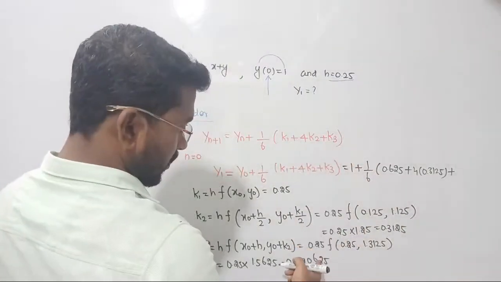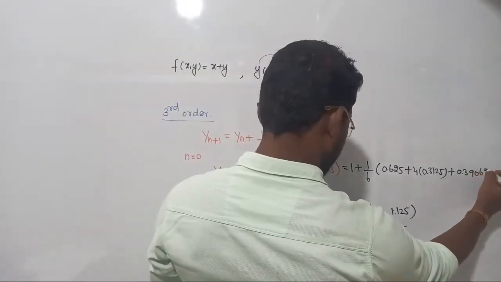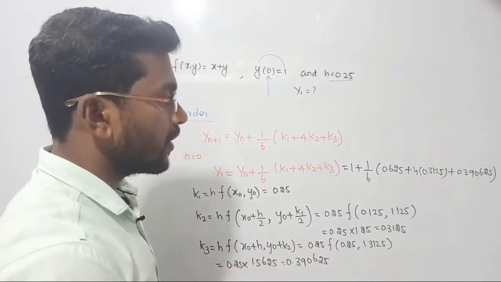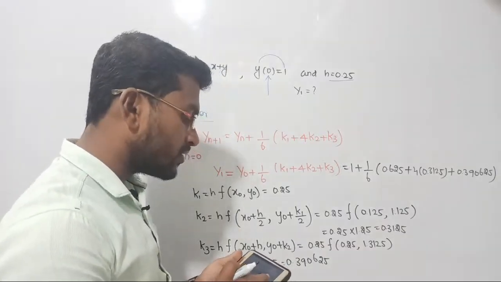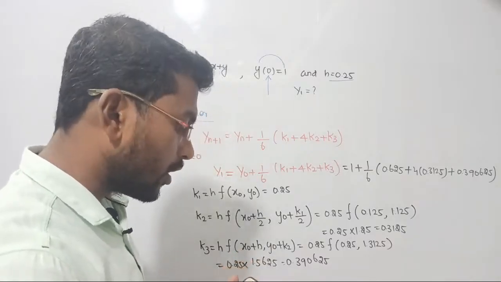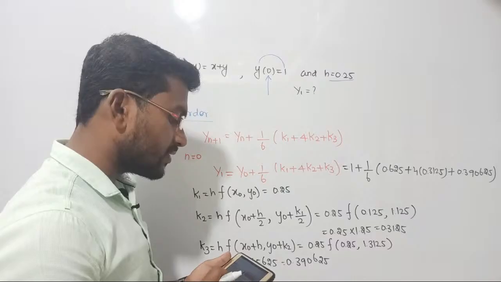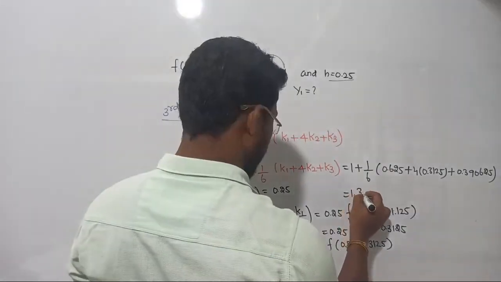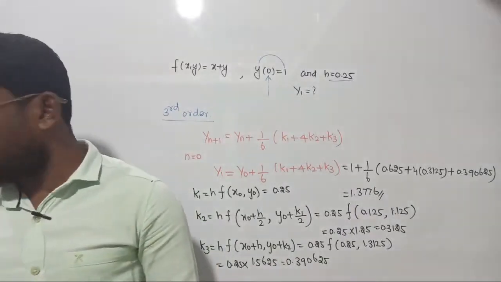Let me write one more term. K3. K3 is how much? K3 is 0.390625. Now that is perfect. Let us add all those things, right? Plus we have to add 0.625 plus in bracket 4 into 0.3125, it's over. Then we should divide it by 6 and then we have to add it to the 1, such that we are getting the next value 1.3776. Clear? So that is how we are solving the equation by using Runge-Kutta third order, right?